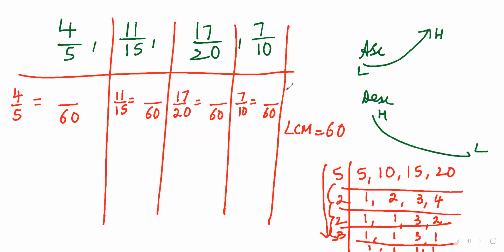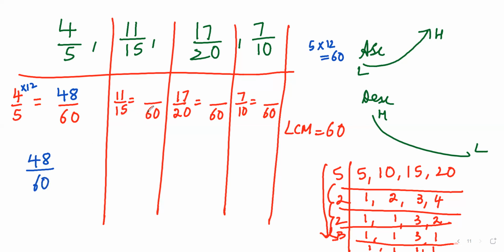So now it's just a simple calculation. 5 into what will give you 60? 5 12s are 60, isn't it? If you can remember, 5 12s are 60. So you multiply 4 also with 12. 12 4s are 48. Okay, now write it neatly here. 48 upon 60.